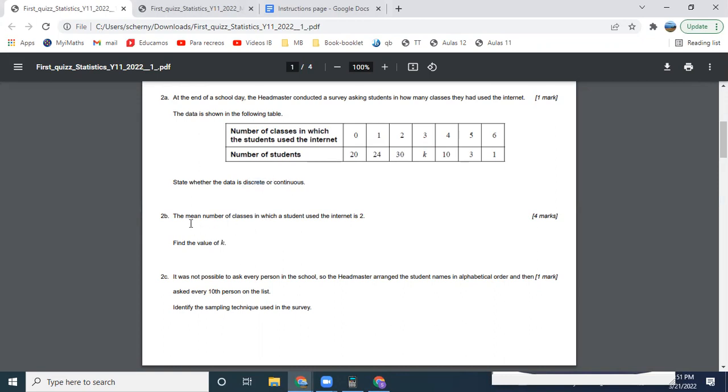Now it says the mean number of classes in which a student used the internet is 2. Find the value of k. K is here. K is the number of students that used the internet in 3 classes, right?